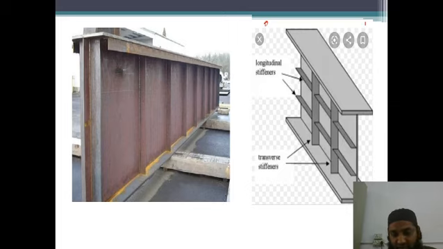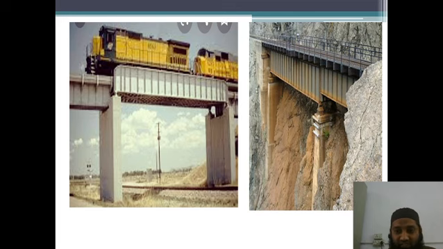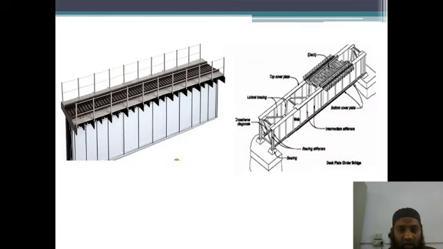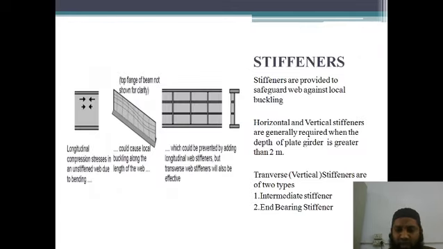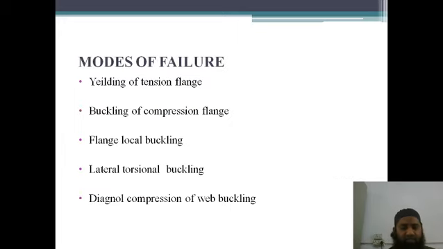Whichever stiffeners are not placed at the corner are the vertical stiffeners, or you can rather say they are intermediate stiffeners. So this is the importance of intermediate stiffeners and horizontal stiffeners. It is very important that we place these stiffeners, or else there are very high chances of failure. Now you can see the modes of failure here.